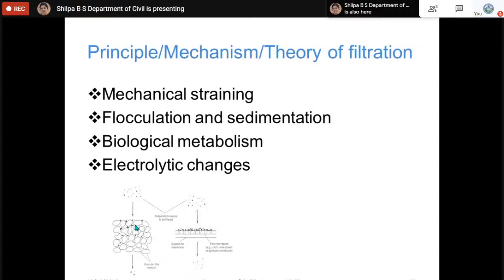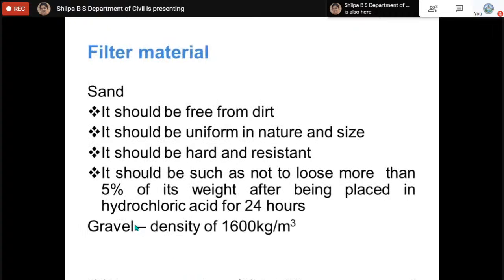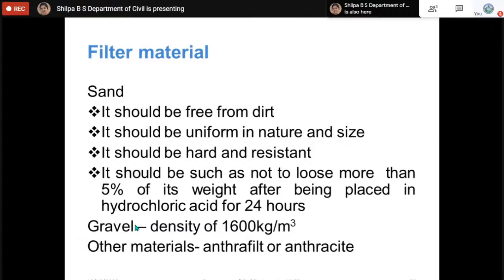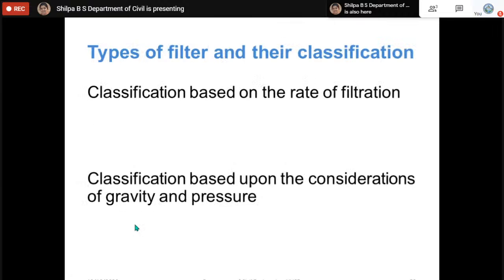Coming to the filter material, the most commonly used filter material is sand, which should be free from dirt, uniform in size and nature, and it should be hard and resistant. Most importantly, it should not lose more than 5% of its weight after being immersed in hydrochloric acid for 24 hours. The gravel used in the next layer should have a density of about 1600 kg per meter cube. Sometimes we can also use anthracite or anthrafilt as a filtration media.